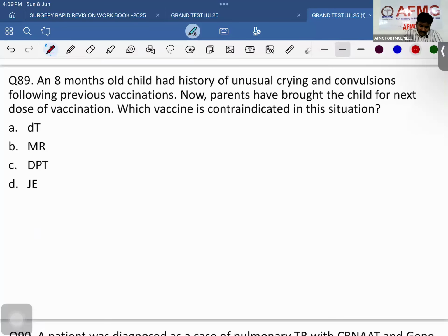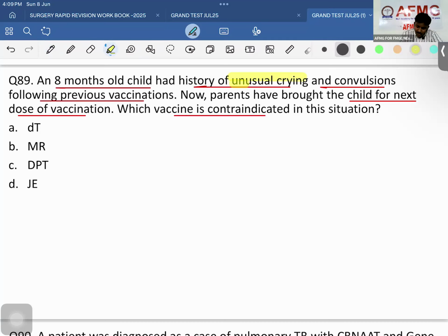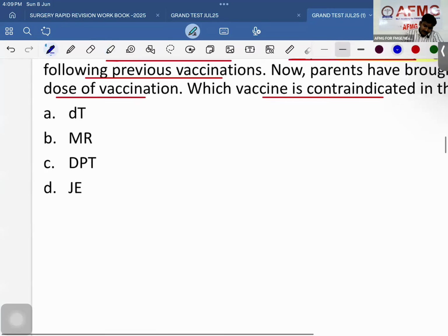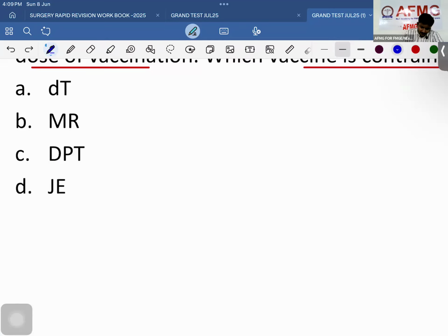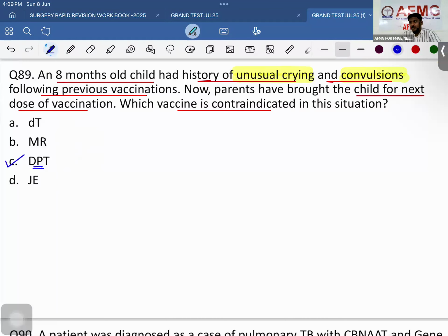Question number 89. We have an 8-month-old child who had a history of unusual crying and convulsions following previous vaccination. So after the previous vaccination, the child had unusual crying and convulsions. Now parents have brought the child for the next dose of vaccination. Now which vaccine is contraindicated in this situation? Tell me. So history of unusual crying and convulsions after the vaccine is mainly due to the pertussis component. And if it is due to pertussis, then better avoid pertussis in the child. Answer has to be option C, that is DPT should not be given.